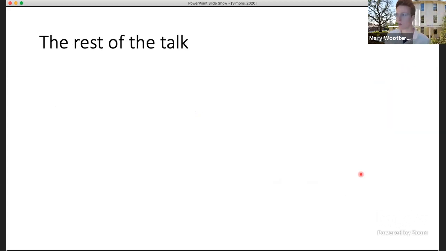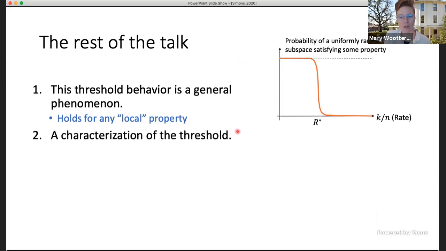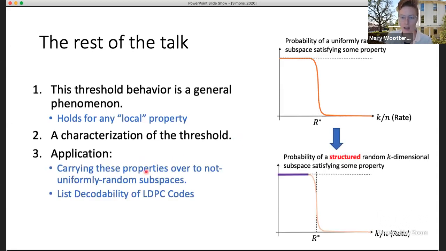So for the rest of the talk, first, I'm going to tell you that this threshold behavior is a very general phenomenon. In particular, it holds for any local property, where local property is something I have to define. Moreover, I'm going to give you a characterization of this threshold. You tell me something about the property, I'll tell you something about the threshold. And the third part of the talk is an application to list decoding LDPC codes.